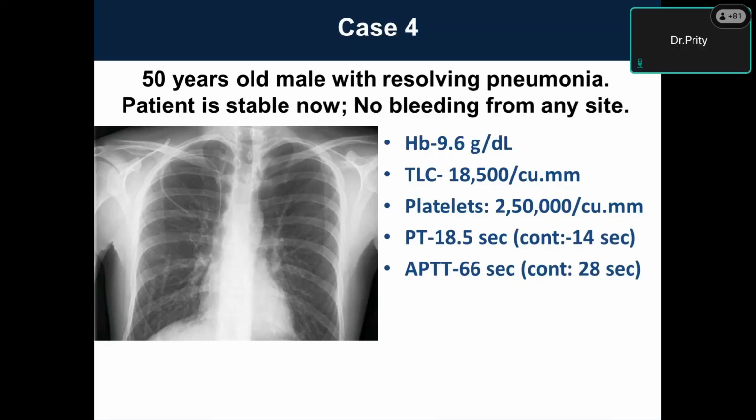Right. So as it is a resolving pneumonia, I think maybe the patient has had a long course of antibiotics. So sir, it can be a vitamin deficiency. In that case, sir, it can be a vitamin K deficiency, because there's a reduction in the vitamins and the gut flora also, sir.